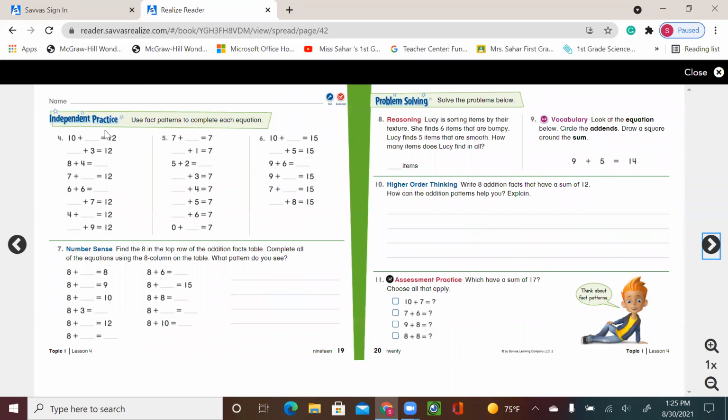All right, independent practice. Now this is your turn. You need to use the same strategy and try to apply what we learned on the previous page over here. 10 plus 2 equals 12. Now the 10 will go one number down, so it's going to be 9, and the 2 will be 3, and go on. All right, and this is again problem solving. This is with a sentence, we read and answer the question. So I will read it for you.